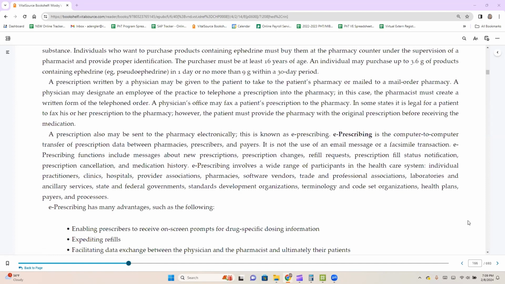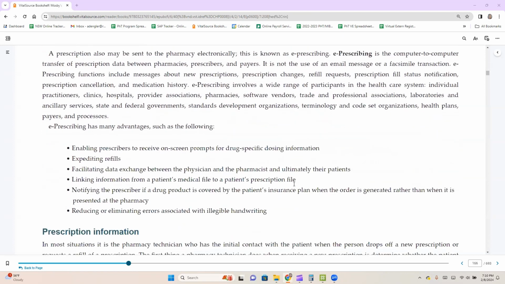E-prescribing is the computer-to-computer transfer of prescription data between pharmacies, prescribers, and payers. It is not the use of an email message or fax transaction. E-prescribing functions include messages about new prescriptions, prescription changes, refill requests, prescription fill status notifications, prescription cancellations, and medication history. E-prescribing involves a wide range of participants in the healthcare system, including practitioners, clinics, hospitals, provider associations, pharmacies, software vendors, trade and professional associations, laboratories, ancillary services, state and federal governments, and so on.